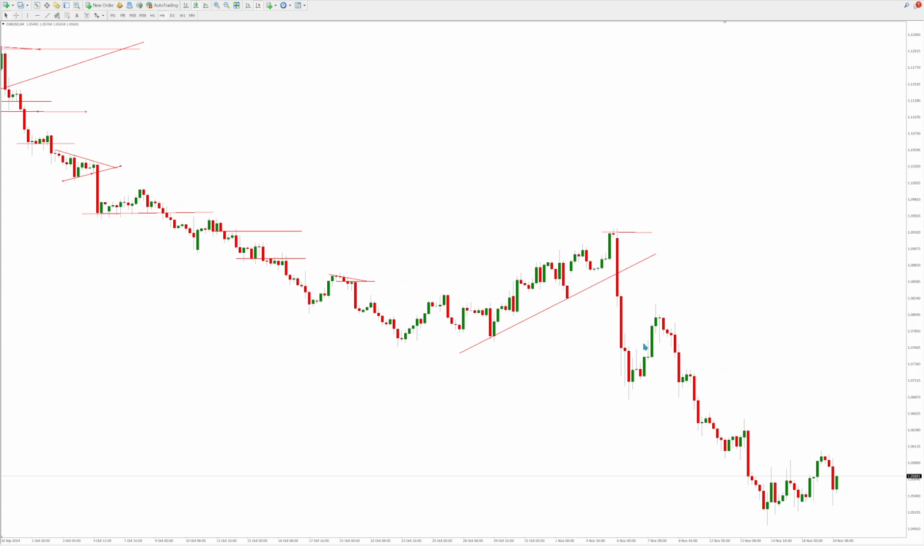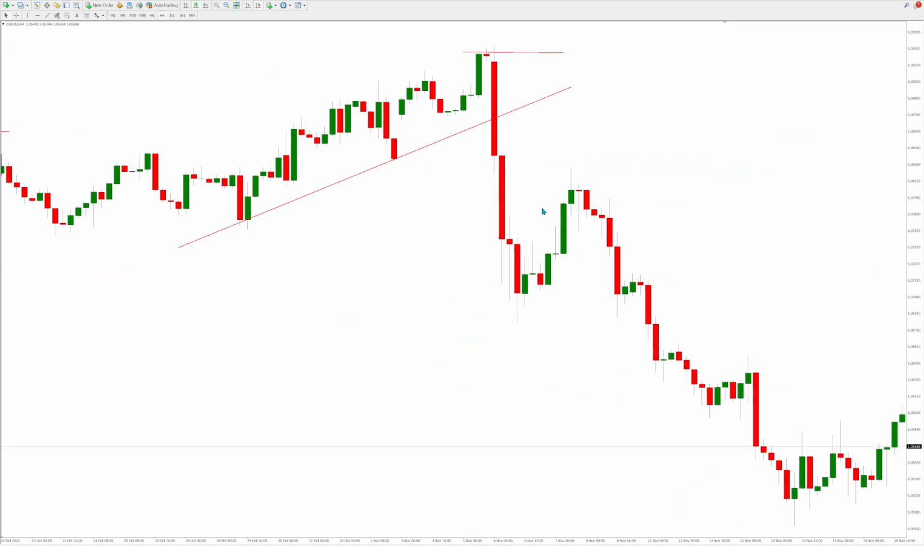yeah, you had a pullback here. Okay. And then after that, pull back, you can just look for your Black Marubozu. As I said, it's not a necessity for me. I would quite confidently have looked at that level of support and traded this breakout here.